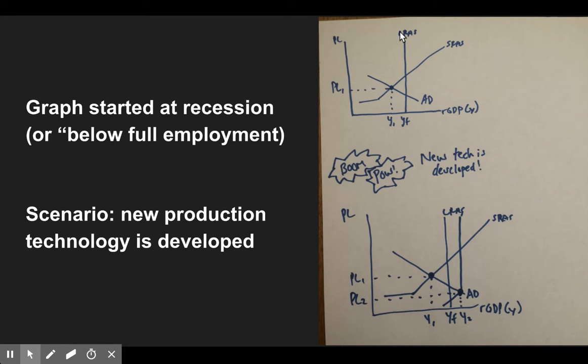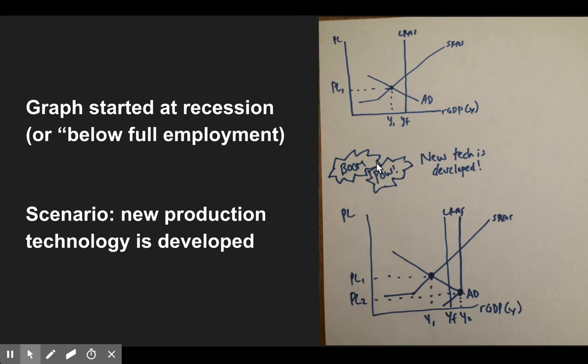Here I'm starting a graph at our recession or below full employment. Again, not all three curves are intersecting. So this is a temporary, a short run equilibrium here, where that's our price level and that is our GDP. Again, there's our gap. We are below where we should be. Boom, pow. A new technology is developed.